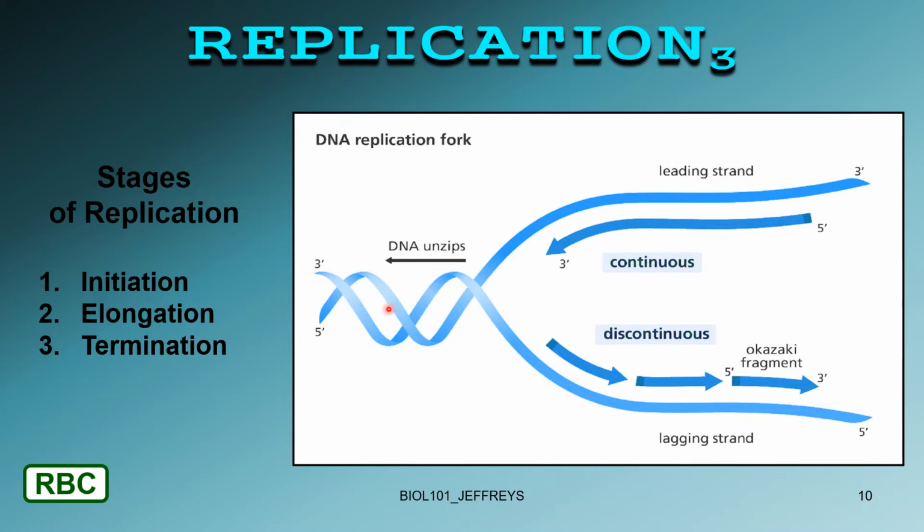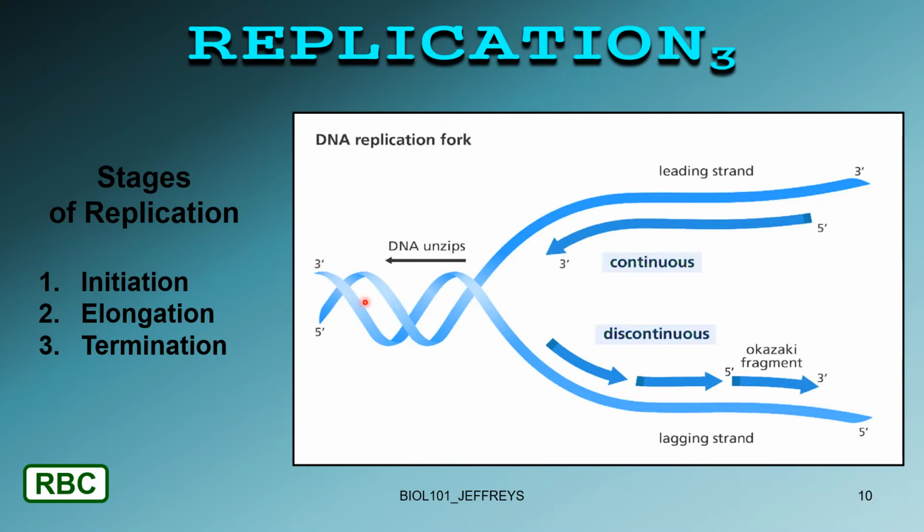So the first thing we need to do, if you think about it logically, the bases are tucked inside between the sugar phosphate backbones, and that whole thing is twisted together like a spiral staircase. In order to get to the stairs, we have to untwist the staircase, or untwist the ladder, and then we have to open it up.